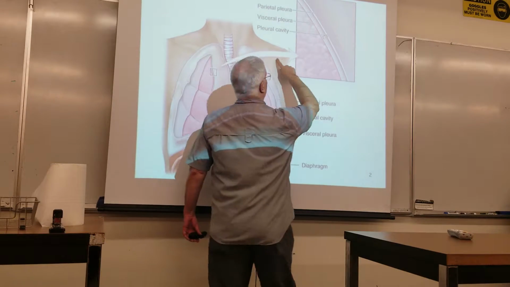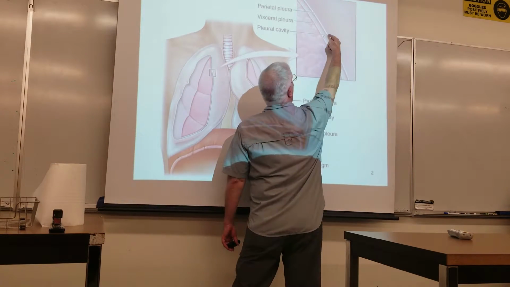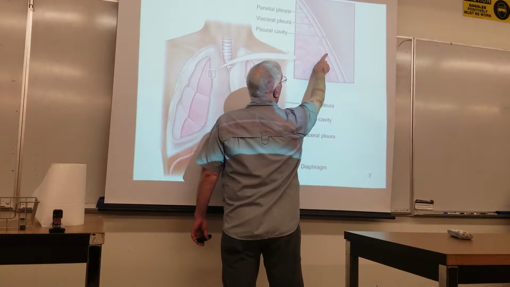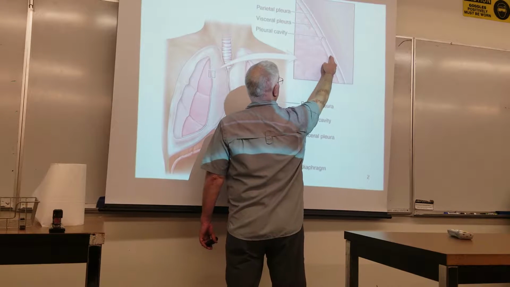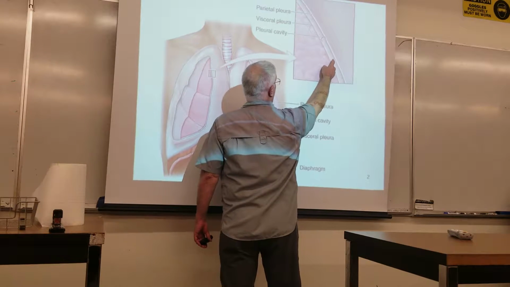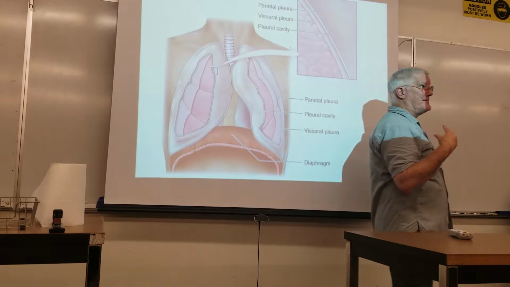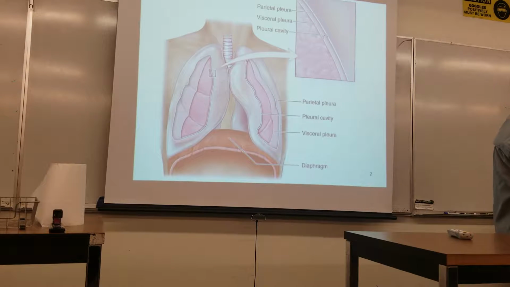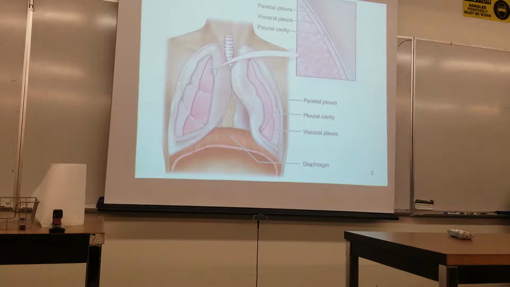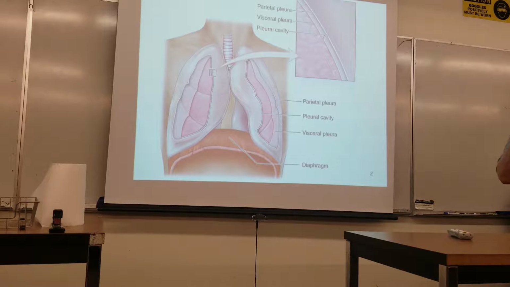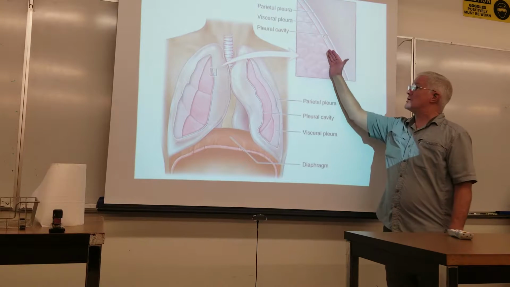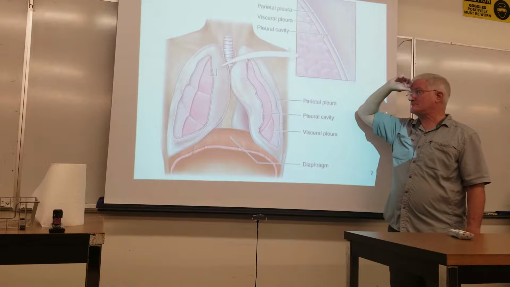And we can see the magnified view of that up here, the parietal, the visceral, and then the actual space filled with fluid. And don't forget that that fluid comes from the serous membrane itself. Those cells, like ependymal cells, make cerebrospinal fluid. These cells are making this fluid. So it's a nice lubricated sac.